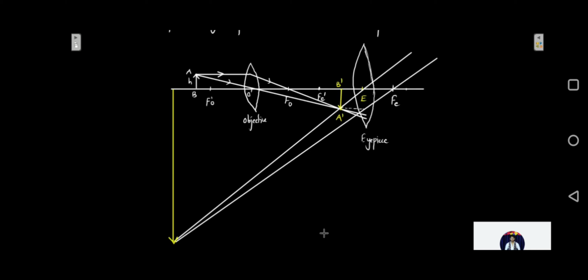So let us name this image, the final image which is formed. These rays have to be dotted, okay, because it is the virtual image. So this can be asked for drawing also, so you have to practice this.